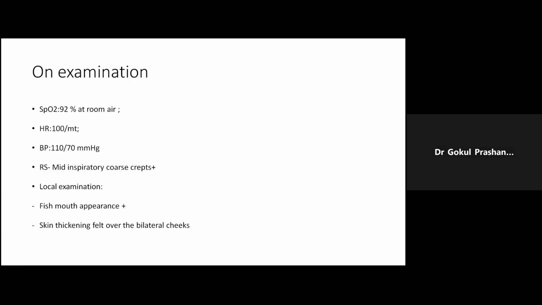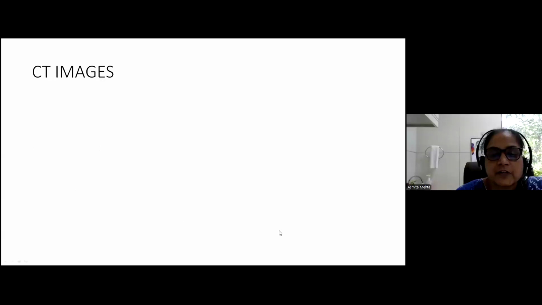On examination, she has a room air saturation of about 92, heart rate of 100 per minute, and BP 110 by 70, within normal limits. On auscultation, she had mid-inspiratory crepitations present. On local examination, we were able to find a fish mouth, and there was skin thickening felt over the bilateral cheeks. Okay, I'll stop sharing, and Bhavin sir.